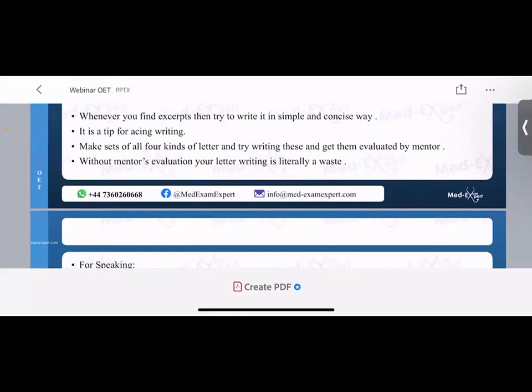If you think that you are very good at letter writing, you should write. I'm not saying that you shouldn't try even without a mentor, but the tip is you should write on your own first, and then get it evaluated by the mentor, so that you may be aware of your mistakes.